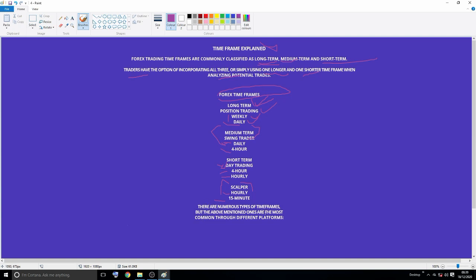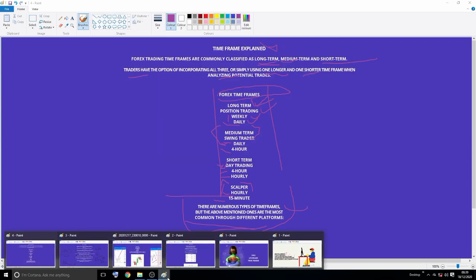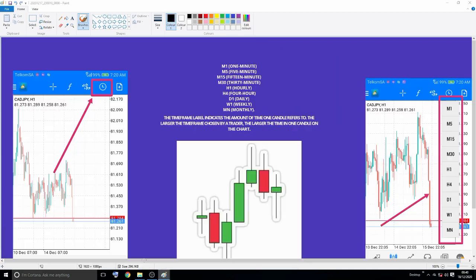There are numerous types of time frames, but the above mentioned are the most common through different platforms. So we have many types of time frame, but these are the most common, or they are common in a lot of trading platforms, right? So let me further explain this.